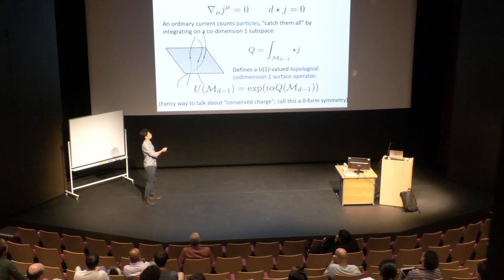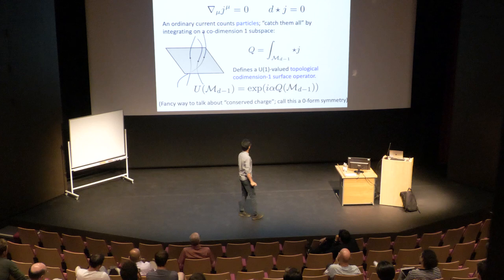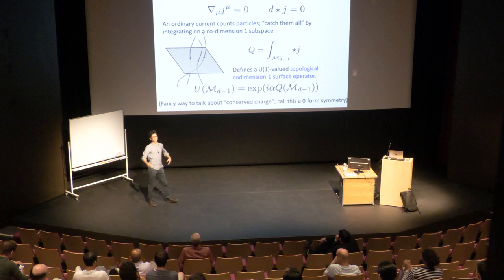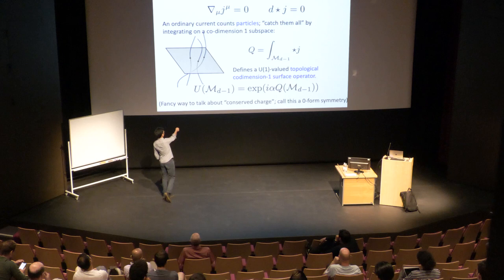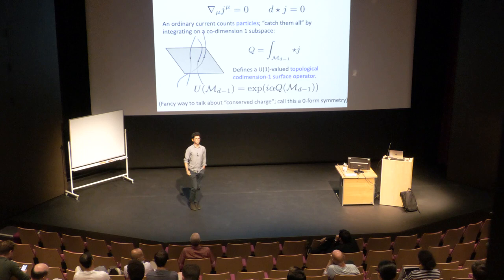This is just a fancy way to talk about having a conserved charge. Now, one thing that's important is we often like to exponentiate this. If Q is the generator of an infinitesimal U1 transformation, it's often useful to exponentiate it and write U, some operator, which is the exponential of Q, where here alpha is U1-valued. So I'm just saying things everyone knows in slightly fancy language.